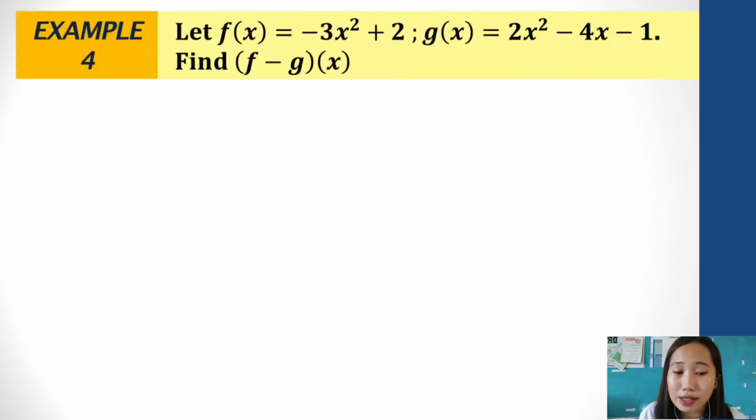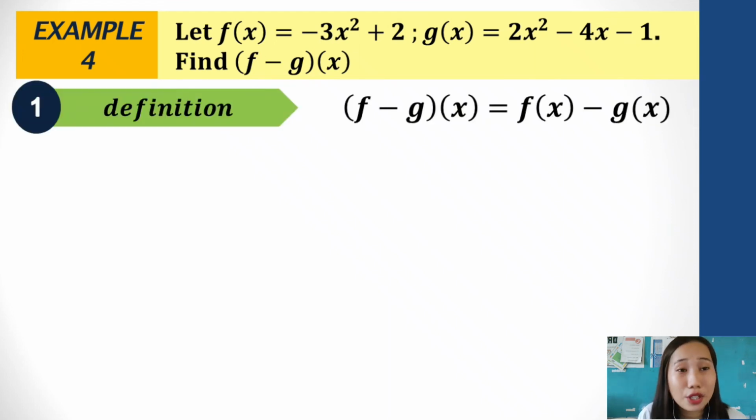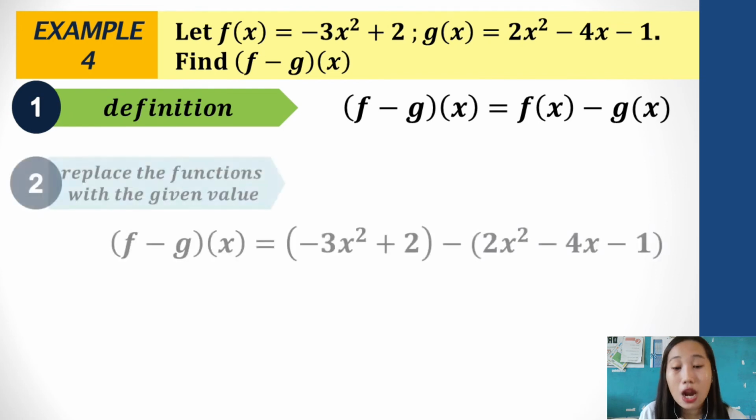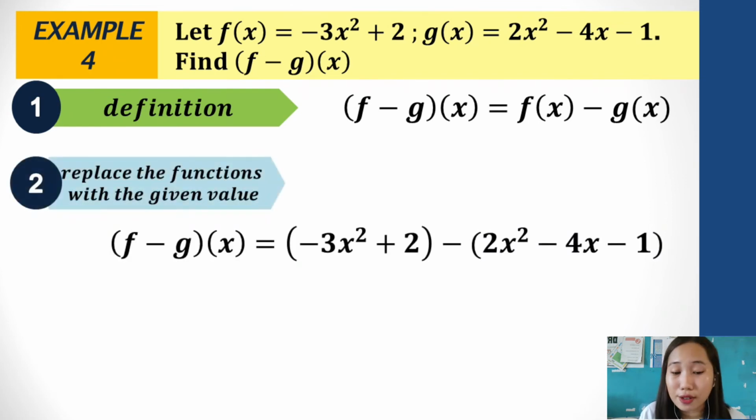Let f of x equals negative 3x squared plus 2 and g of x equals 2x squared minus 4x minus 1. Find f minus g of x. Write the definition, of course. F minus g of x equals f of x minus g of x. Okay, next step. Replace the functions with the given value.